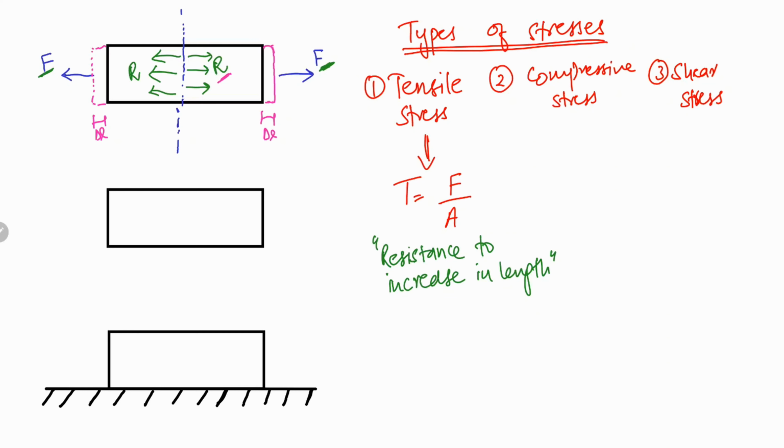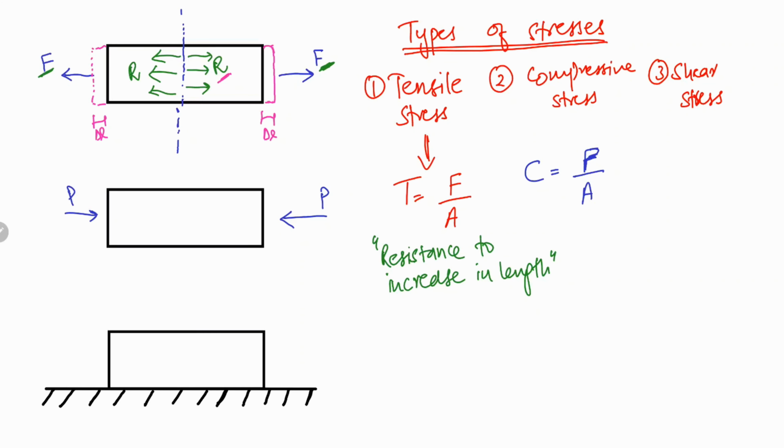Now I will explain the opposite of this, which is the compressive stress. So compressive stress, let's suppose represented by C, is equal to the compressive load divided by area. But here let's suppose I represent the load by P. So P is the compressive load divided by the cross-sectional area. And let's suppose I take another object here and I apply the load in the opposite direction. And this is P, and this is also P.